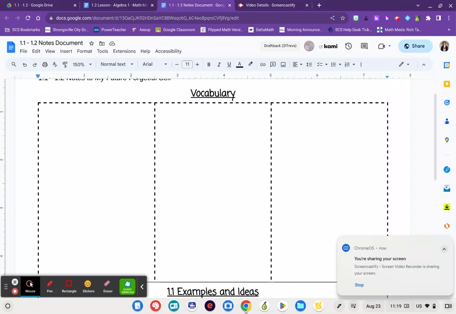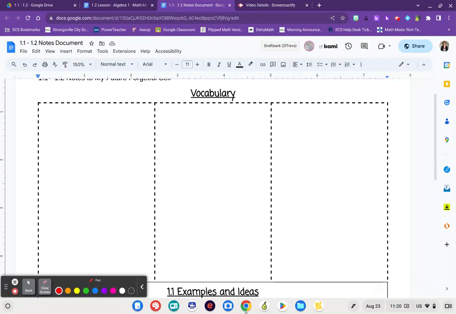Hassler here. And so now that we've completed the Explorer, I want to talk about some new vocabulary with you and give you some examples so that you have something to reference when you go to work on the Check Your Understanding or the practice. And so we should have this third box available.